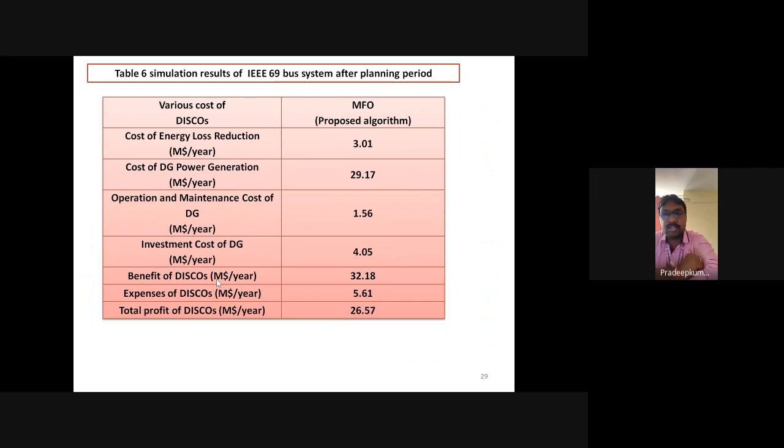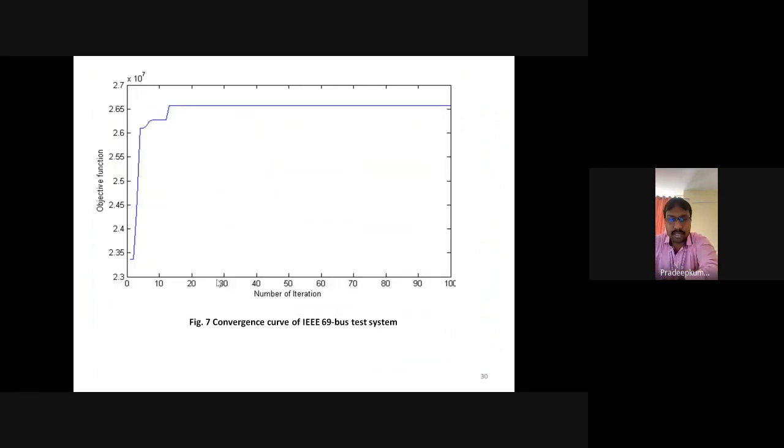And the investment cost is also very low. Operation and maintenance cost is also reduced. The cost of DC power generation is limited. And the cost of energy loss reductions is also improved by applying the moth flame optimization algorithm. And this is the convergence curve of the IEEE 69 bus test system.